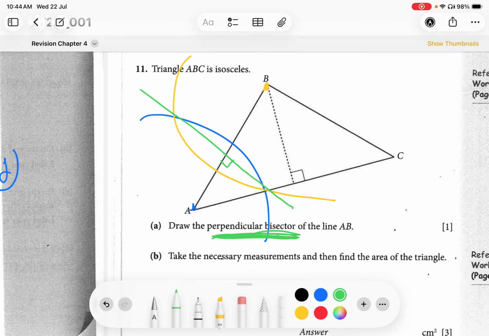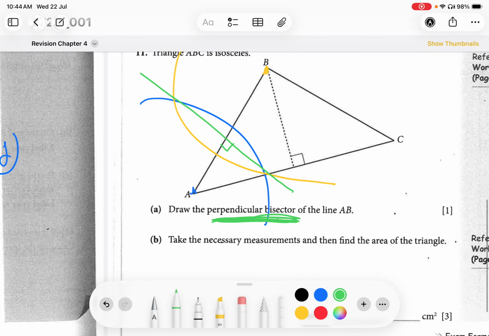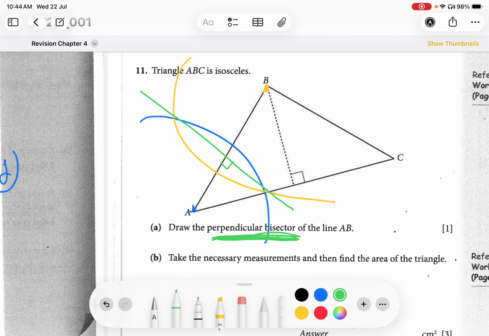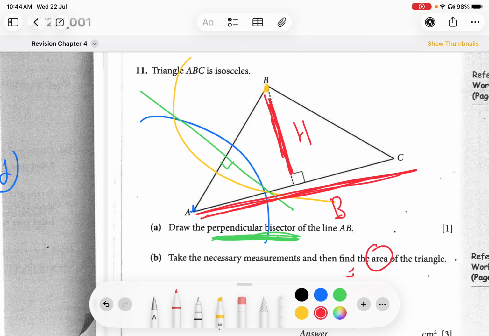You see this part? Okay, for this, take the necessary measurements to find the area of the triangle ABC, which is isosceles. So you can just use a ruler to measure the length of the base, and measure the height. The area is just half times base times height. Then you get the answer. Half times base times height to find the area of the triangle. Then you get the answer.